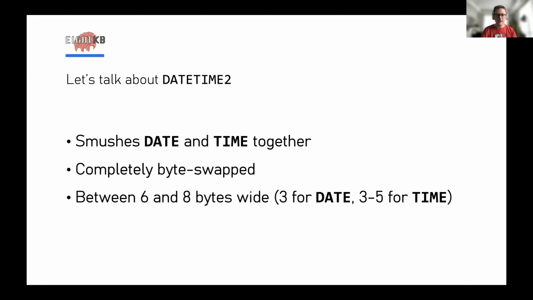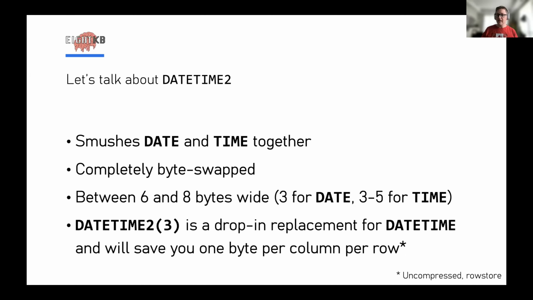It's Missy Elliott. It is between 6 and 8 bytes wide because you've got the 3 bytes for the date and the 3 to 5 bytes for the time. Datetime2(3), with 3 decimal places, is a drop-in replacement for datetime, and will save you 1 byte per column per row. That is cool. That is free space that you can save by converting a datetime value to datetime2(3).